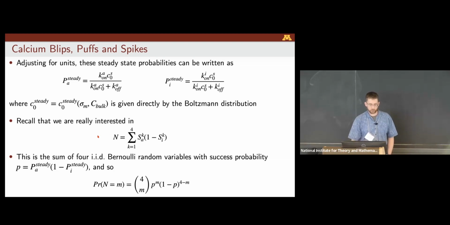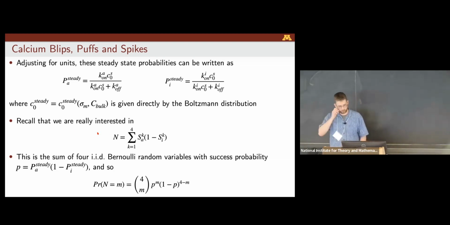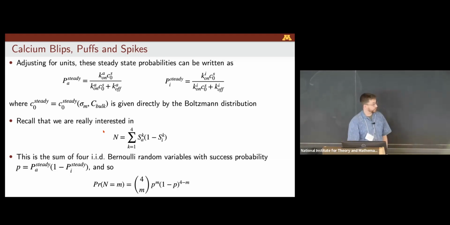And recall, what are we really interested in? We're interested in when this channel is open, when this n value is greater than or equal to 3. Now we have the sum of 4 IID Bernoulli random variables. I'm able to push on that, and get that full distribution for what n looks like.